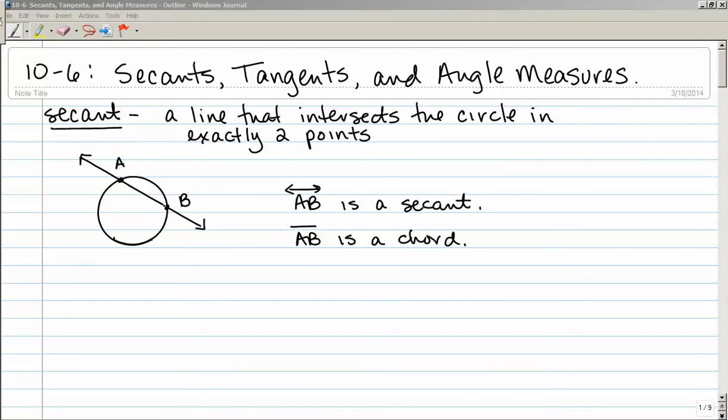However, AB is a chord. So you could say that a secant is a line that contains a chord of the circle. A secant is a line, a chord is a segment.